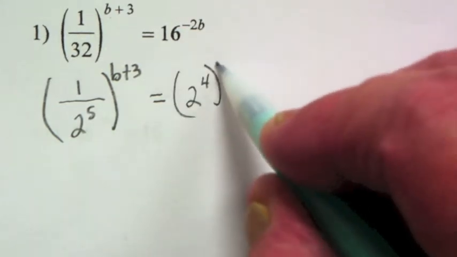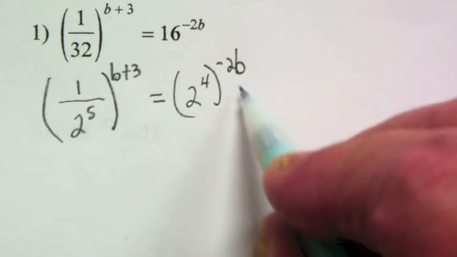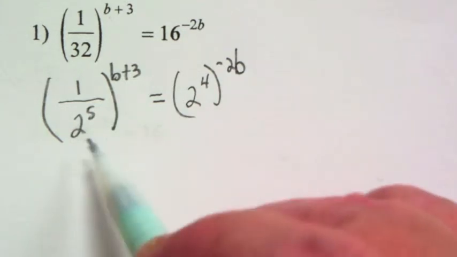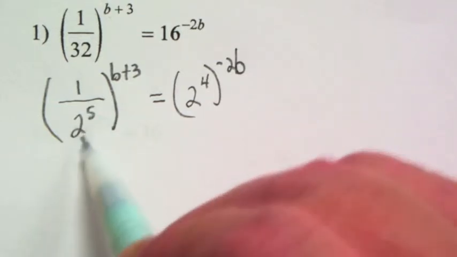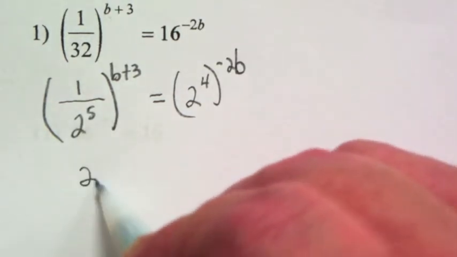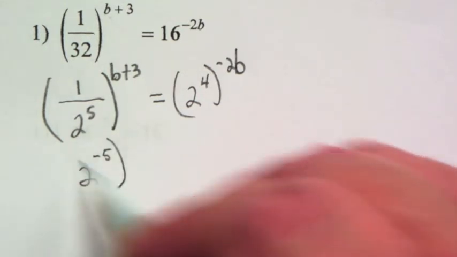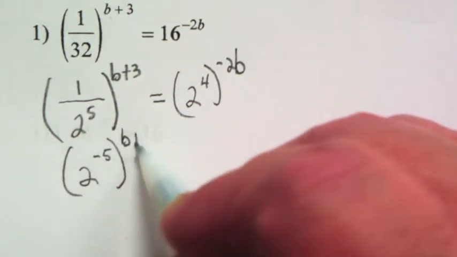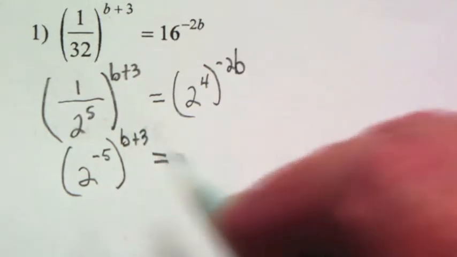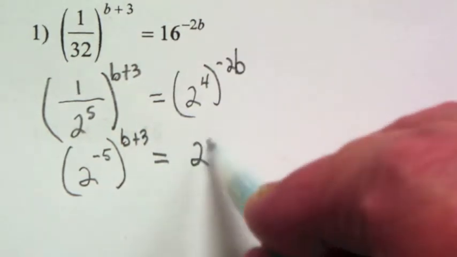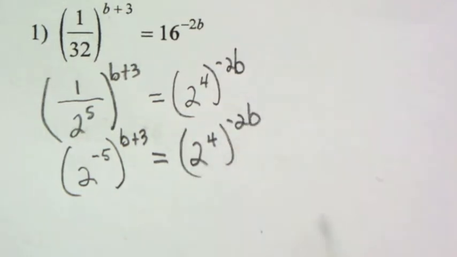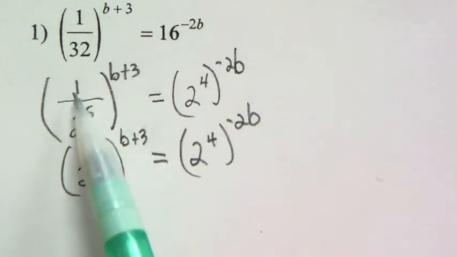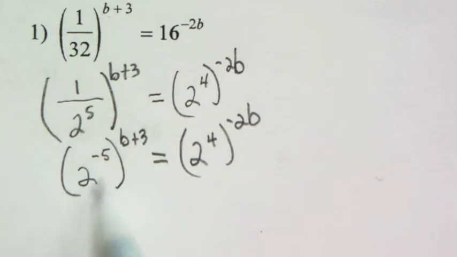This should be making some sense to you. This right here is the power rule, and this right here is the power rule as well. But this still looks like a fraction, so I'm going to bring the reciprocal up, and I can rewrite this as 2 to the negative 5, to the b plus 3, and say that that's equal to 2 to the 4. I'm not changing this one at all yet. I'm just moving this up to the numerator, which shows that I have 2 to the negative 5.